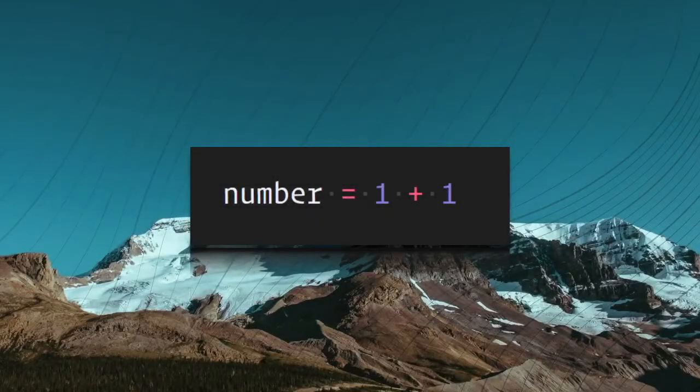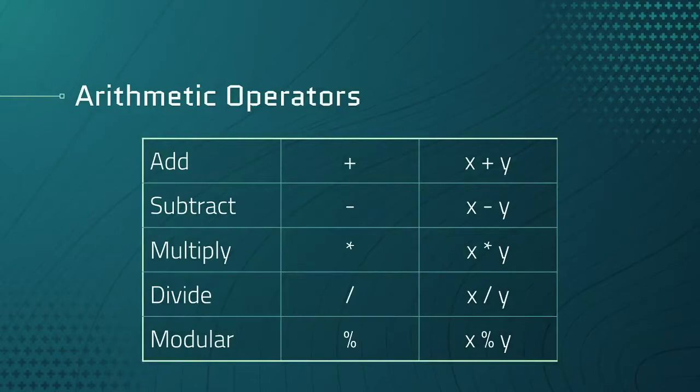We have already seen arithmetic and assignment operators, but let's recap them real quick with an example. number = 1 + 1. The left-hand side, the variable number, is assigned the value of the right-hand side, in this case, whatever 1 plus 1 returns. The equal sign is the basic assign operator, and the plus sign is the addition operator. You probably figured out that the other math operators exist too. Subtract with a minus sign, multiply with a star, divide with slash, and modulo with %.